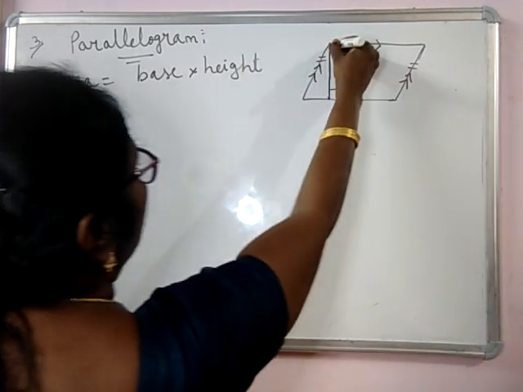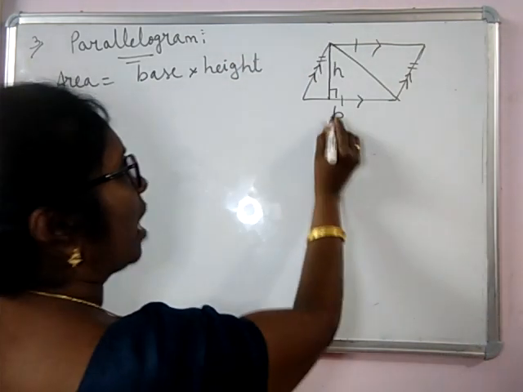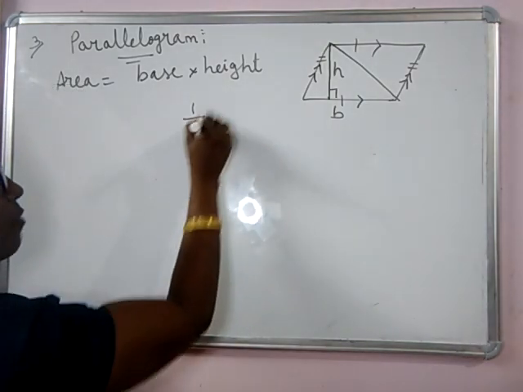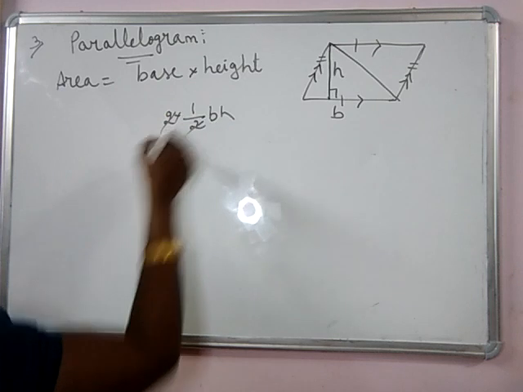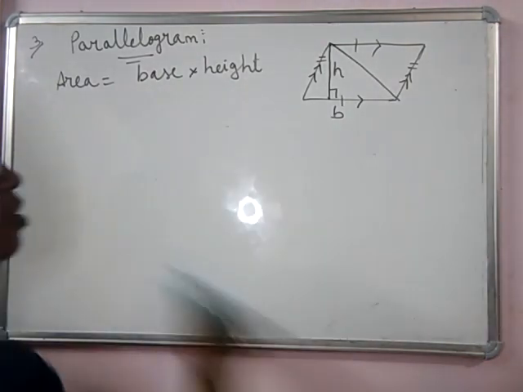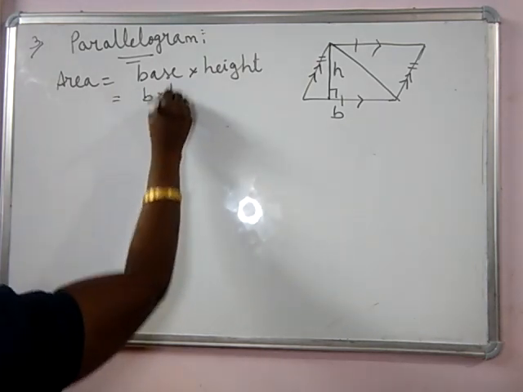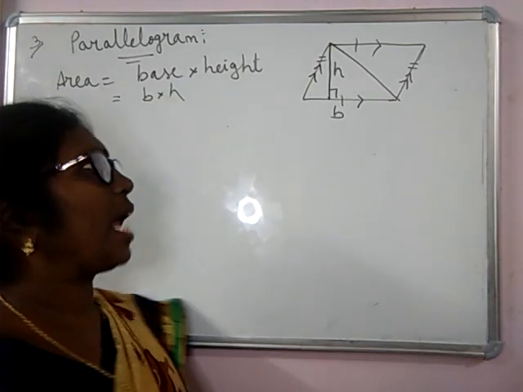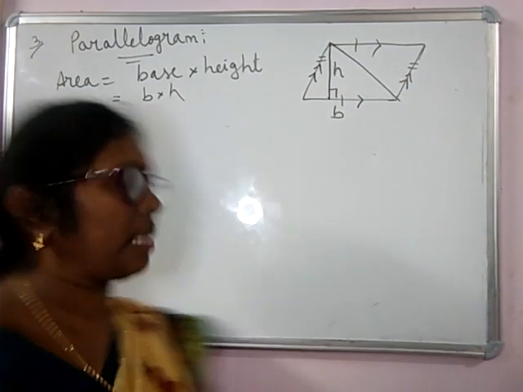You know that if you join the diagonal, area of a triangle will be half base into height. Like the two triangles are there. If you cancel 2, you will get B into H. So, area of a parallelogram is B into H. And for a perimeter, you have to add up all the sides.